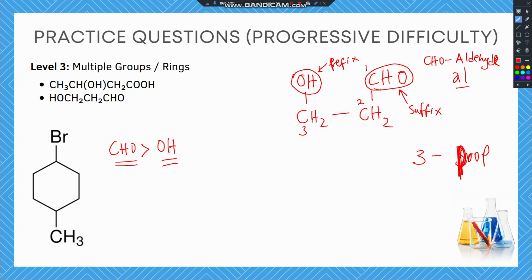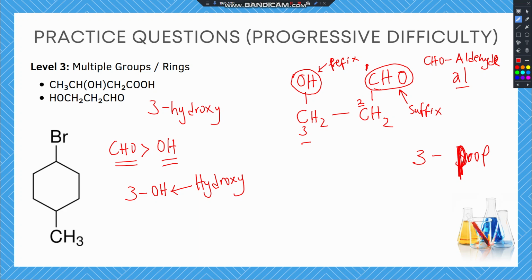So now for the prefix, let's identify it. This is carbon number 1, carbon number 2, and carbon number 3. So on carbon number 3 we have OH, and OH is identified as hydroxy. So to identify this, we have 3 hydroxy. So now let's deal with the suffix.